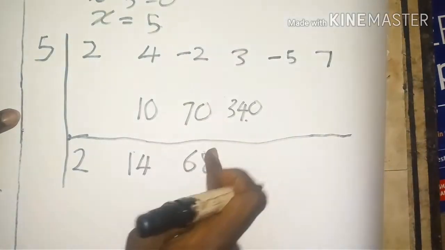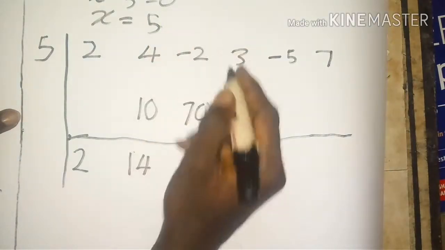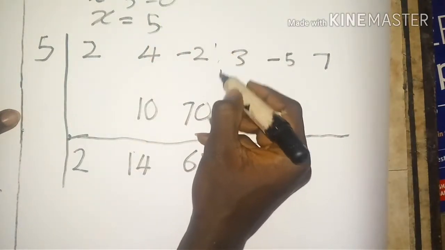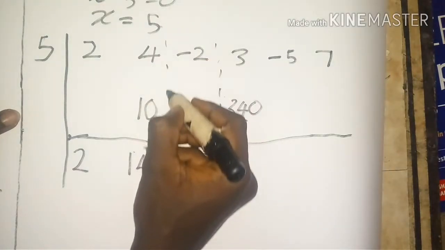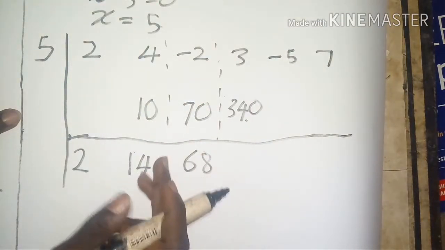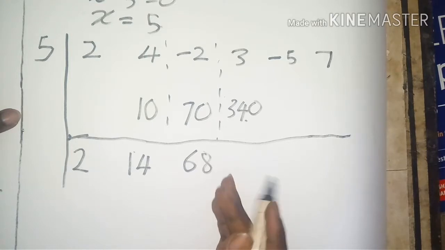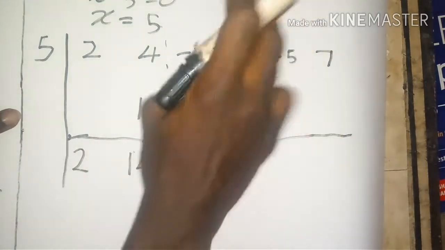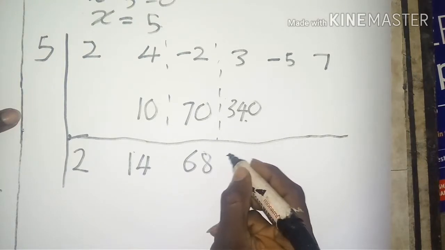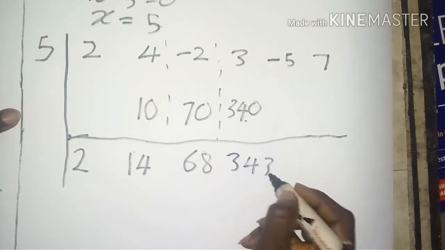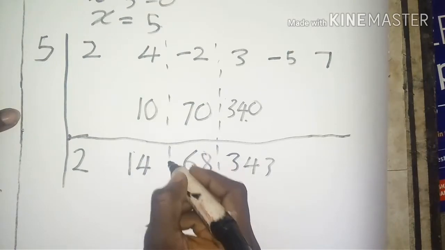340. This is different from this. I hope you guys can see. The space is not enough, so this is different from this because the numbers are really big and I don't want you to mix it up. So when I'm adding this, it will be 340 plus 3, that is 343. Let me put it down.